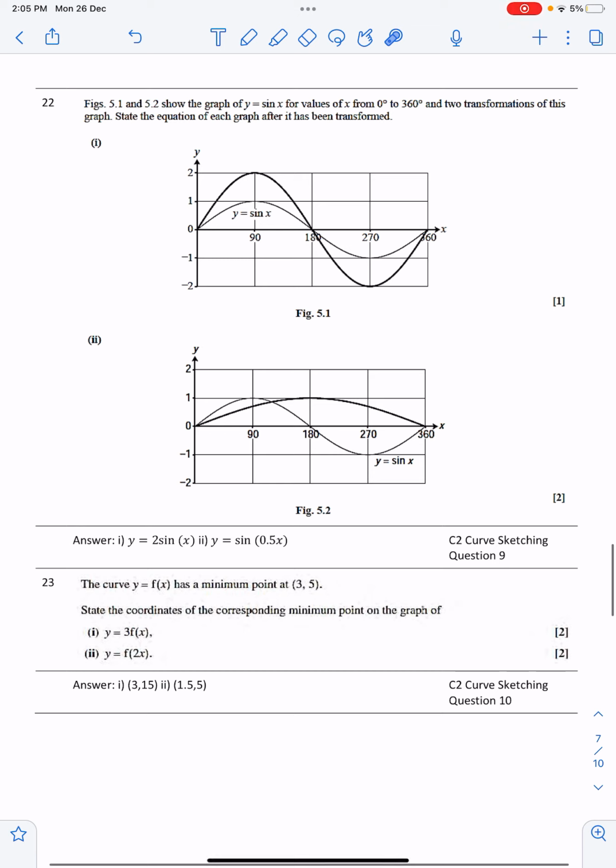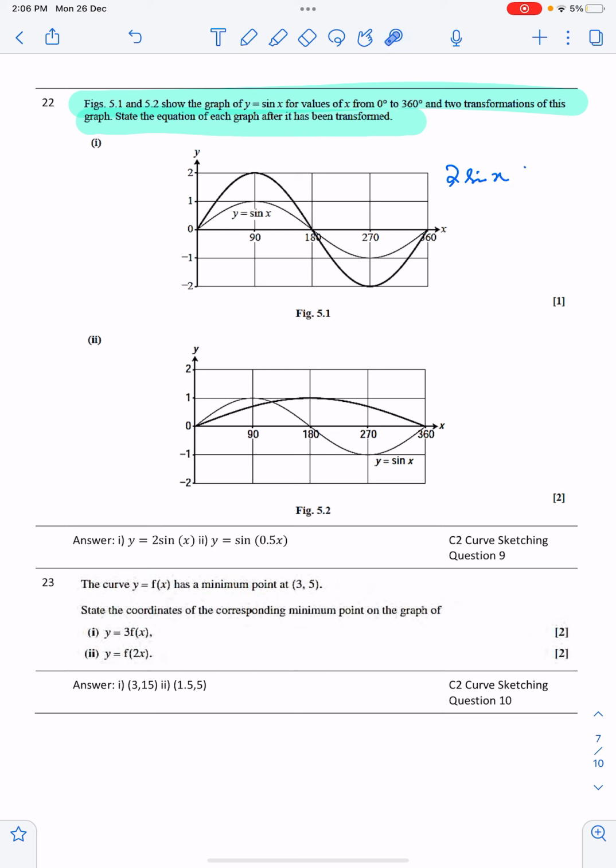Okay, question number 22. Figure 5.1 shows the graph of y equals sine of x for values of x from 0 to 360, and two transformations of this graph. State the equation of each graph after it has been transformed. This is the graph of sine of x. If you notice, there is a vertical stretch of 2 units and the x axis being the invariant. So the graph is going to be a vertical stretch, meaning 2 times sine of x.